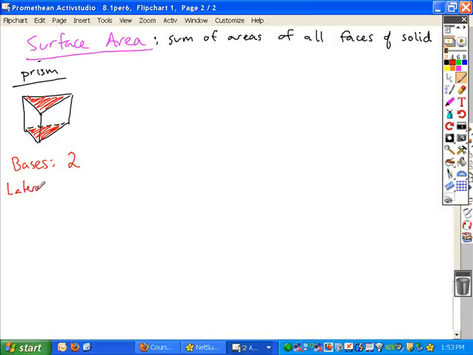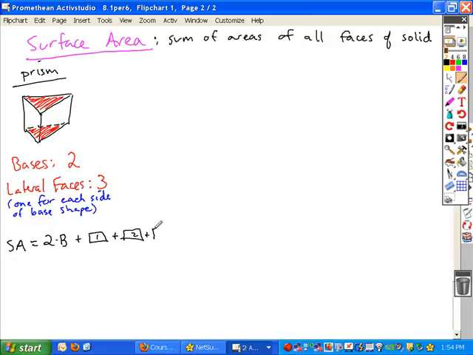From there, you're going to take the area of the lateral faces. So in this particular figure, how many lateral faces will there be? 3. And remember, there's going to be 1 for each side of the base. So whatever shape your base is, that's the number of lateral faces you're going to add together. So the total surface area for this shape is 2 times the area of the base plus each of the lateral faces. You have a couple different ways to find the lateral faces. The easiest thing is just to find the area of each one individually. So you have basically rectangle 1, rectangle 2, and rectangle 3. Just add them together and you have your total sum.